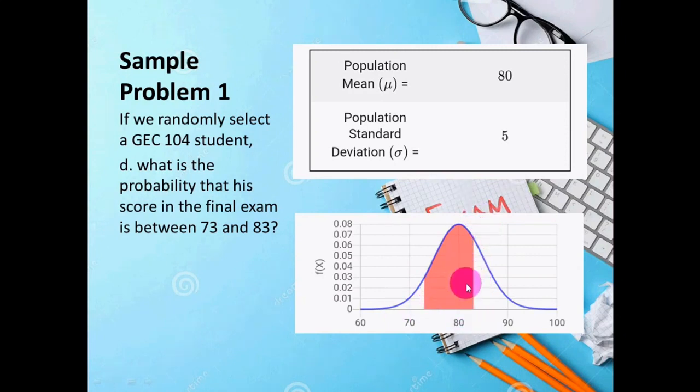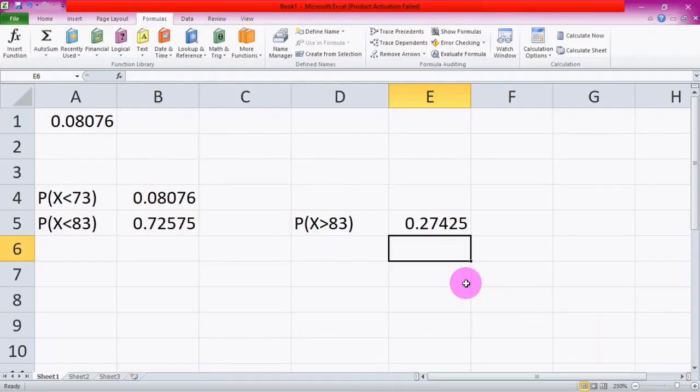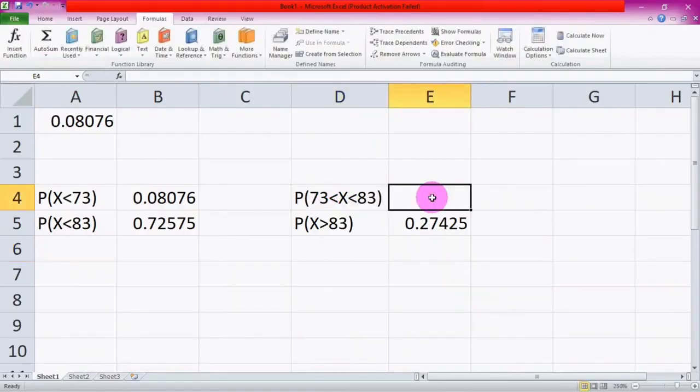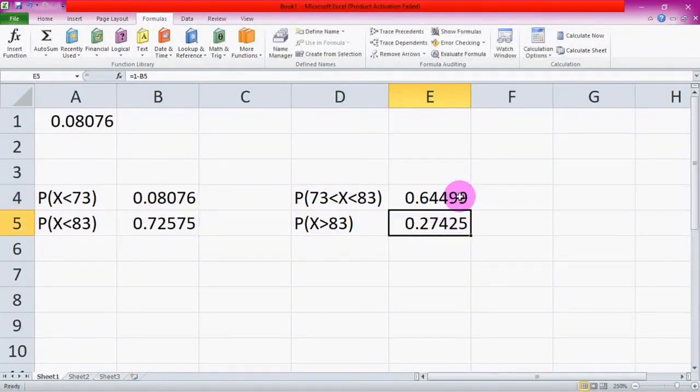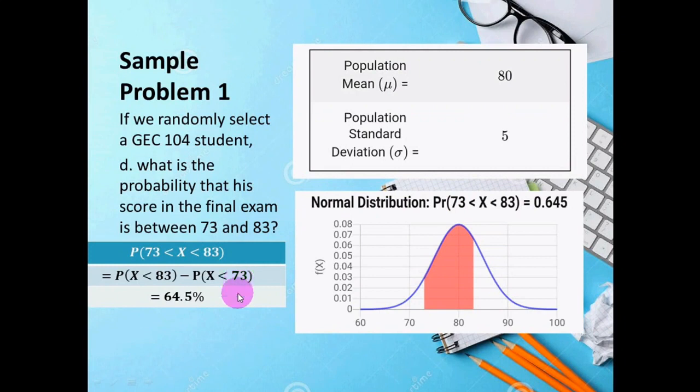So using Microsoft Excel, we have the formula is equal to the area to the left of 83 minus the area to the left of 73. So since we have computed these two areas earlier, or these probabilities earlier, we just have to subtract, then press enter. We have the probability that x is between 73 and 83. If we round this off, we have 0.645.